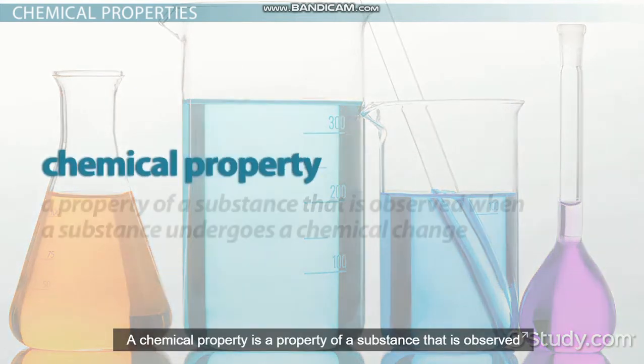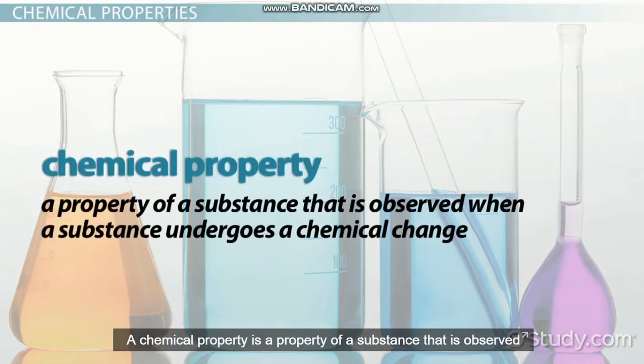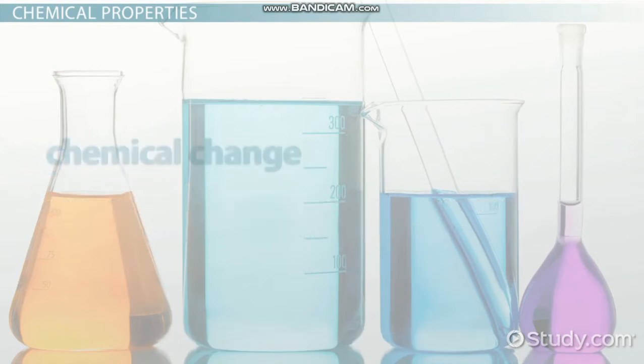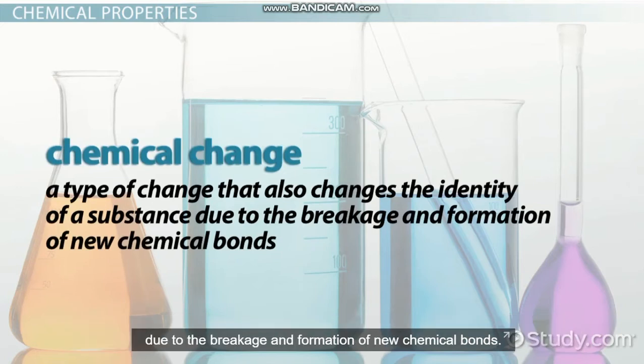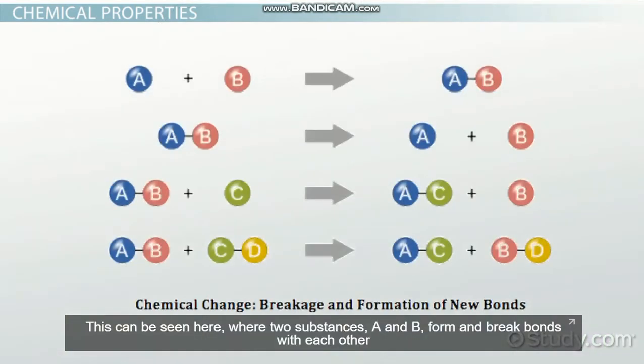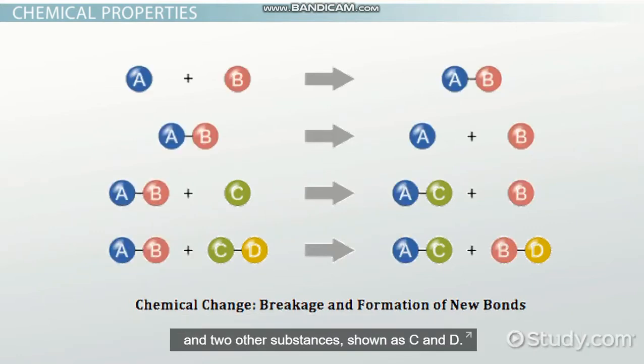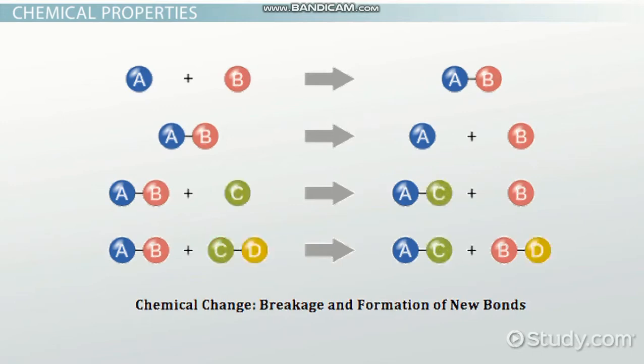A chemical property is a property of a substance that is observed when a substance undergoes a chemical change. A chemical change is a type of change that also changes the identity of a substance due to the breakage and formation of new chemical bonds. This can be seen here, where two substances, A and B, form and break bonds with each other and to other substances, shown as C and D.